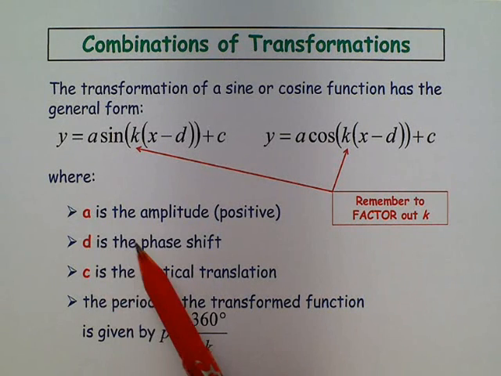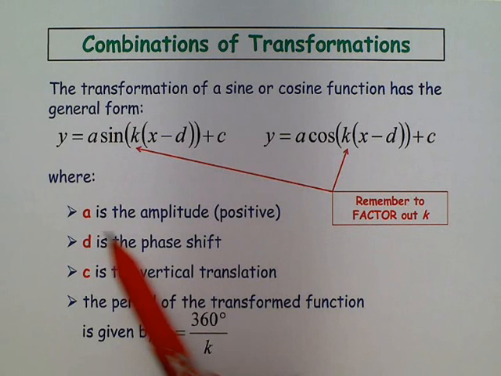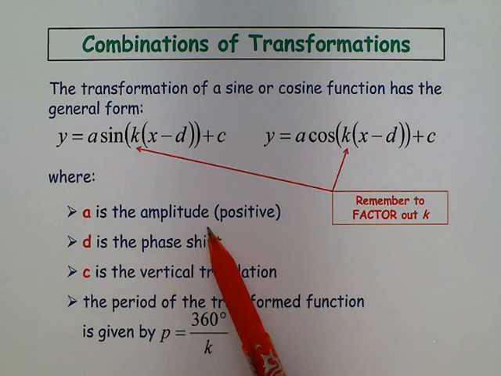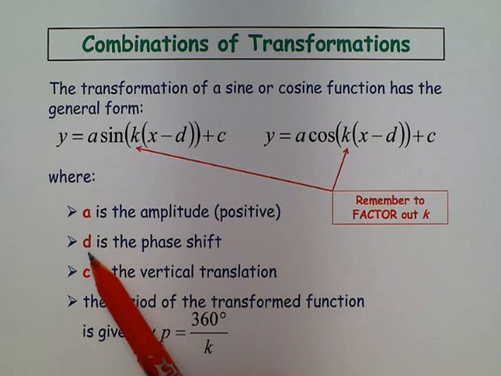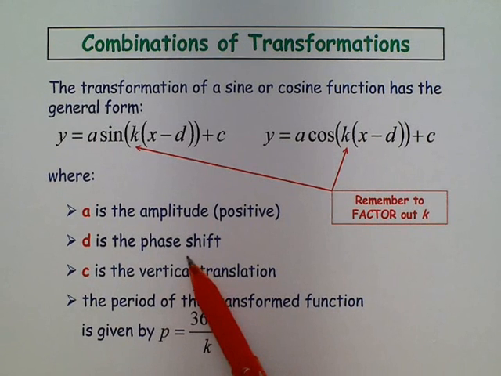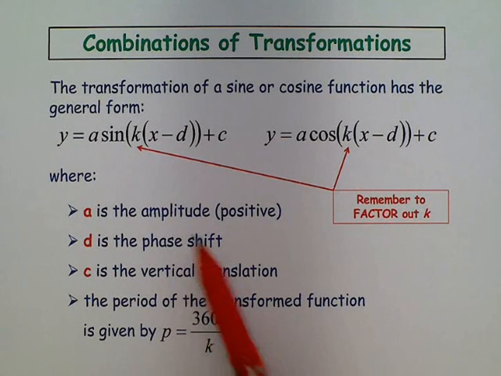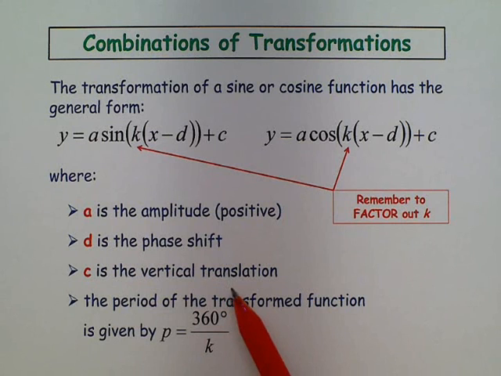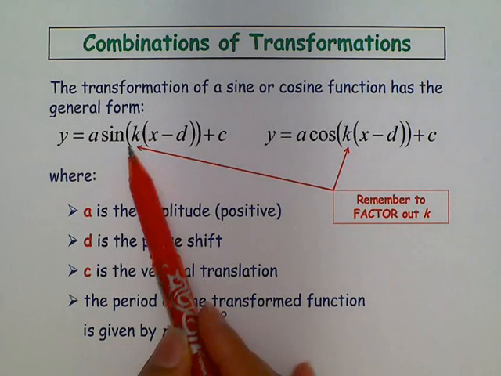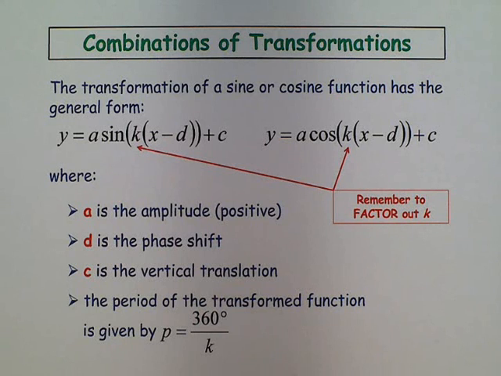So the values that we have here in the expression, the value of a tells you the amplitude. The value of d tells you the phase shift, so how much you're shifting the graph left or right. The value of c is a vertical translation, so how much you're shifting the graph up or down. And finally, the value of k helps you solve for the period. And the period of the transformed function is given by p equal to 360 divided by k.